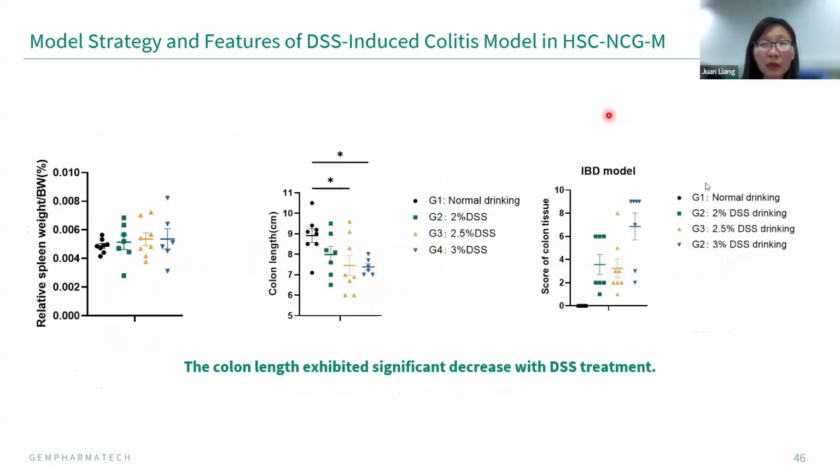And at the endpoint, we measure the colon length. We could find the decreased colon length when we treat the mice with DSS, which is also an indicator which suggests that these mice develop colitis. And here is also the score of the colon tissues. The DSS treatment could also increase other scores like the immune cell infiltration in the colon tissue.